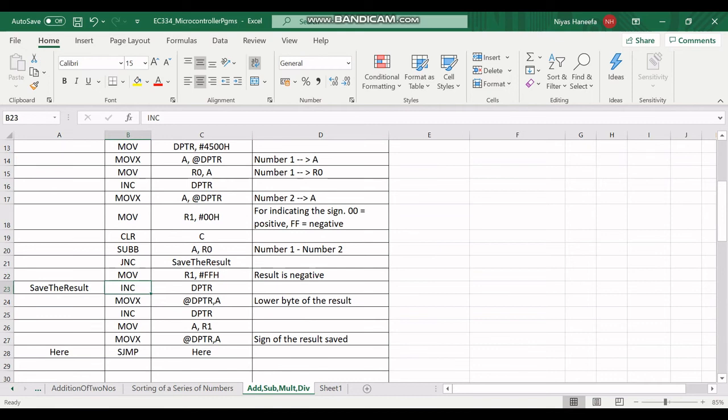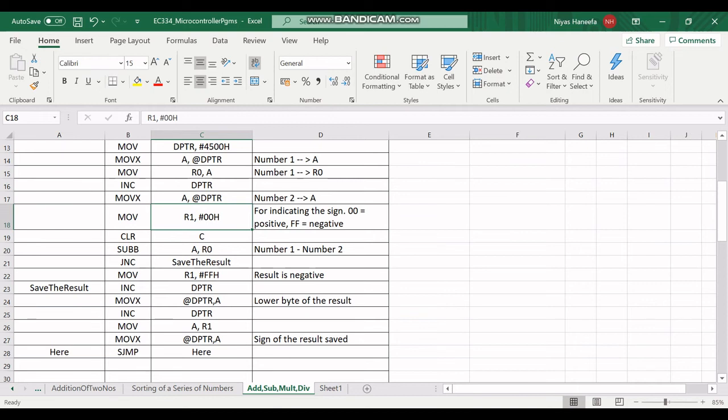So this is the program. Again, first number loaded to A, second number 1 loaded to R0, pointing to the next number, 2 loaded to A. For indicating the sign, we are putting a 0, because we will get the sign as a bit in carry. So we have to take it to a register, because memory is always 8 bits, so we cannot save a bit in 8-bit memory.